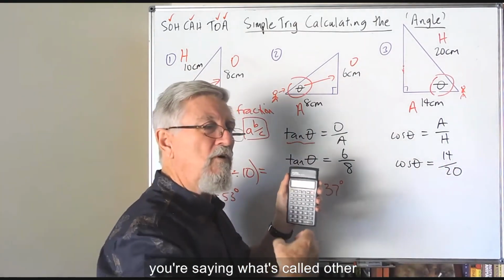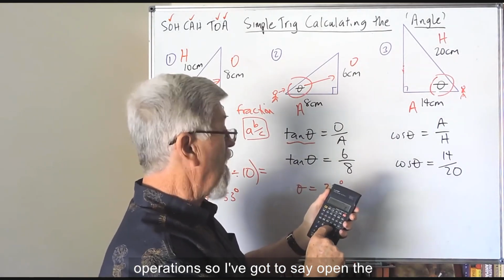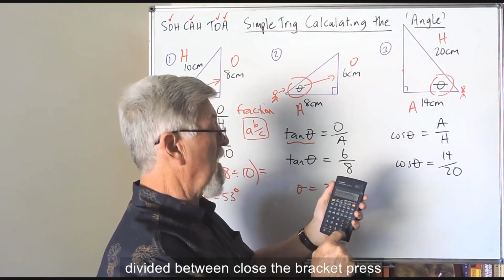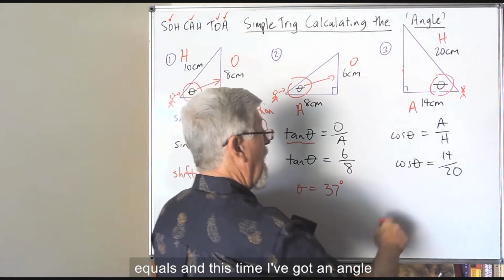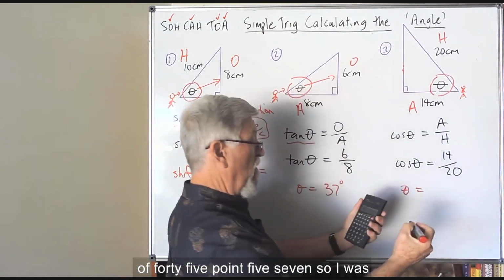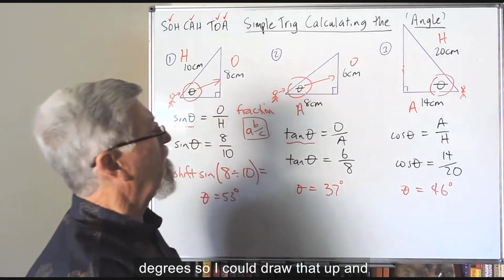It'll interpret what you're saying based on what's called order of operations. So I've got to open the bracket to say I'm typing 14 divided by 20. Close the bracket, press equals, and this time I've got an angle of 45.57, so it's closer to 46 degrees than it is to 45 degrees.